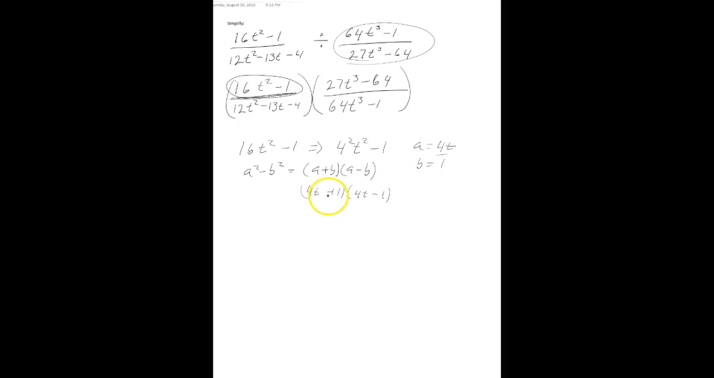And we can check this. If we multiply this out, we have 16t squared, then plus 4t minus 4t goes to 0. Plus 1 times negative 1 gives us minus 1. So if we multiply this back out, we're going to get our original term back, 16t squared minus 1. So we know what this term is. Let's drop it down here so we have room to work on the next one. It'd be 4t plus 1 times 4t minus 1. And that's the first term there.